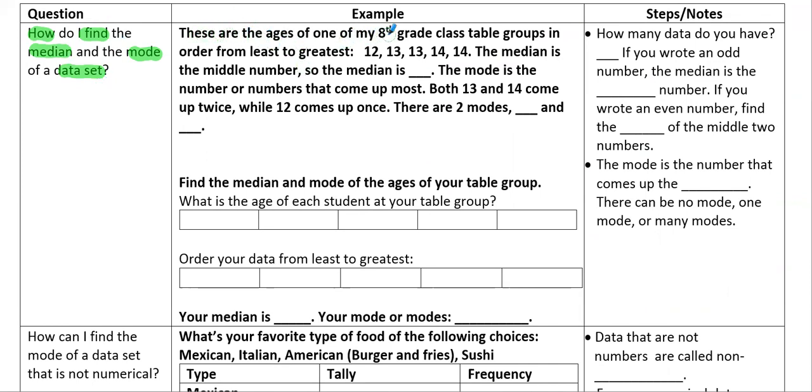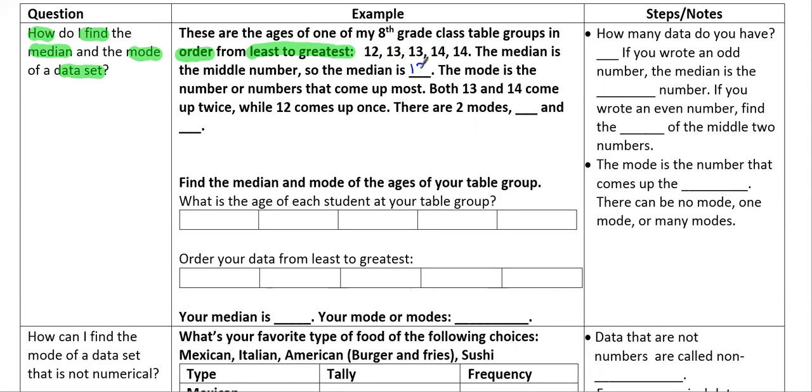These are the ages of one of my 8th grade class table groups in order from least to greatest: 12, 13, 13, 14, 14. Notice it's already ordered for us. Which one of those measures of center, mean, median, or mode, is it really important to have them ordered least to greatest? Median. So that's really going to help us. The median is the middle number. So the median is what? Well, what number is in the middle? It's this 13. So the median in this case is 13.